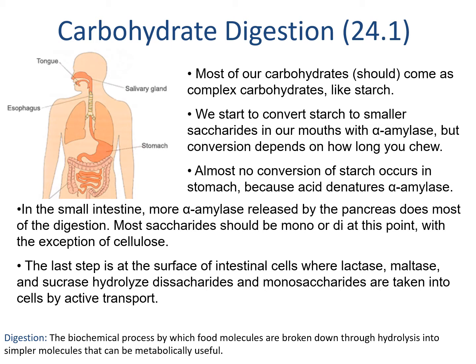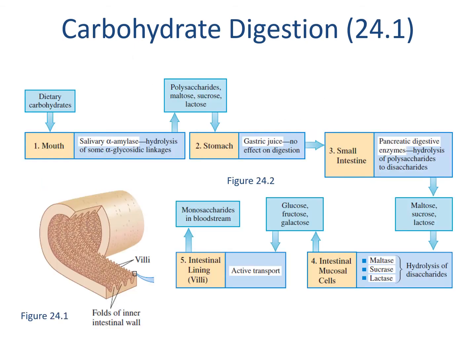Any disaccharides that remain at the surface of the intestinal cells are broken down by specific hydrolases: lactase for lactose, maltase for maltose, and sucrase for sucrose. Only monosaccharides are taken into the cells and then the bloodstream, and mainly glucose, but also fructose and galactose.